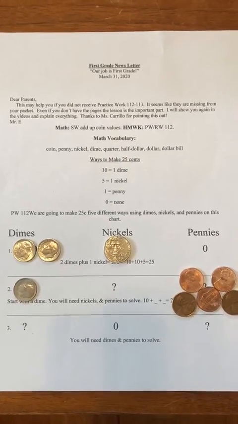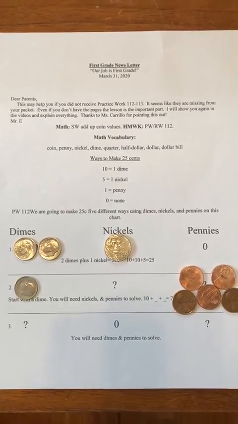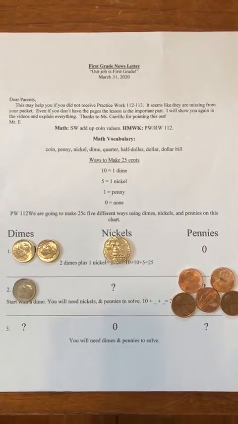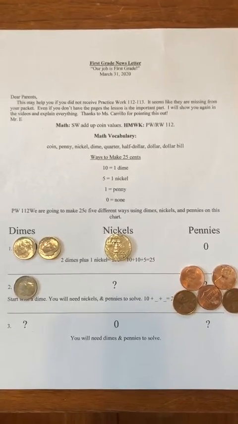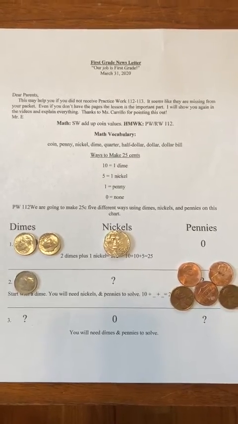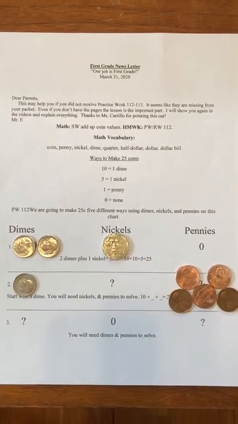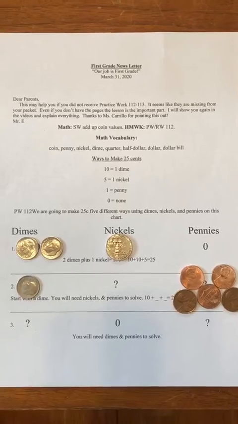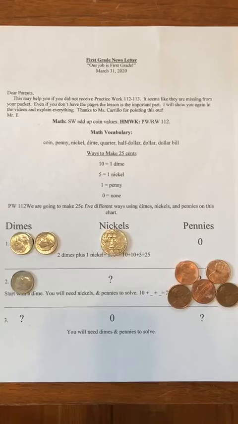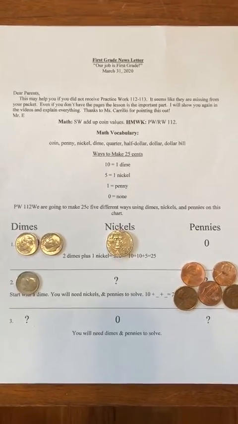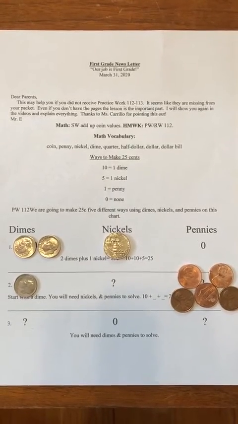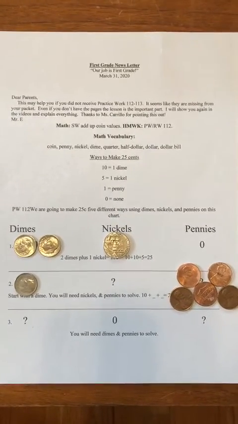I'm going to show you the lesson for practice work and review work 112 and page 113. If you do not have these pages, it is okay. You can follow along with this lesson if you have dimes, nickels, and pennies. We are going to make 25 cents using as many different coin combinations as possible. So again, even without the paper, you can still do this. When I have a zero down, it means you will not be using those coins.